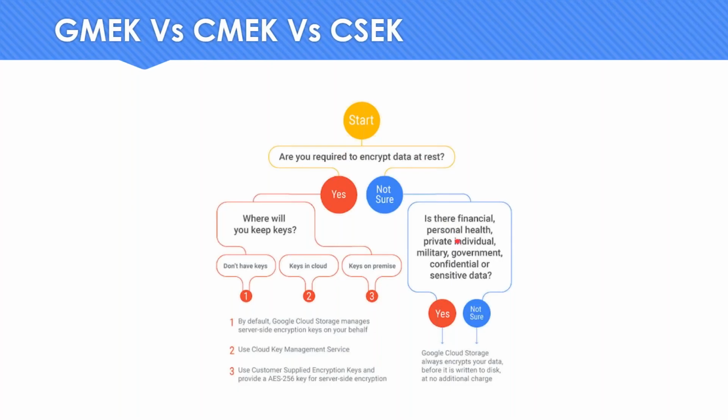Is there any financial, health, personal health, private individuals, military, or some confidential information? You ask a question. If you say yes, then Google Cloud always encrypts your data before it is written to disk at no additional cost, which is your Google managed encryption key. That's one option. If you're also not sure, simply use it. Meaning, if you're not sure about the stuff which you are thinking of, you don't need to worry about it, folks.